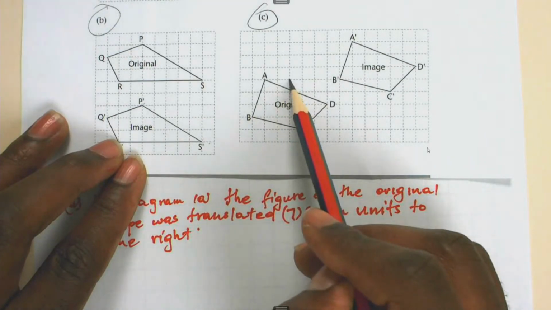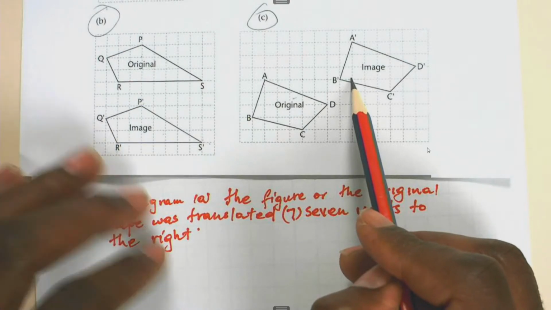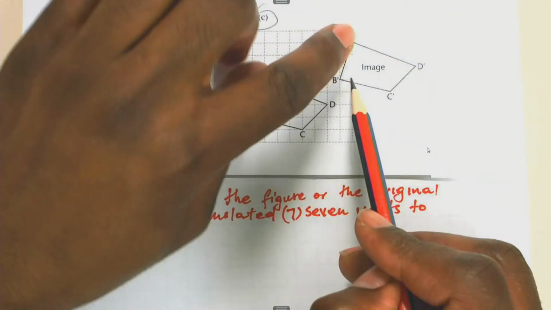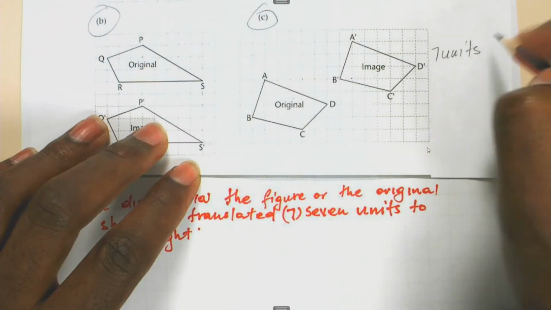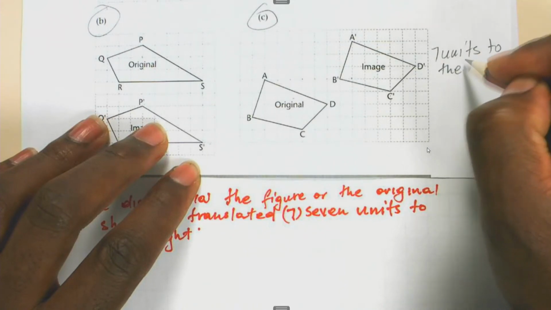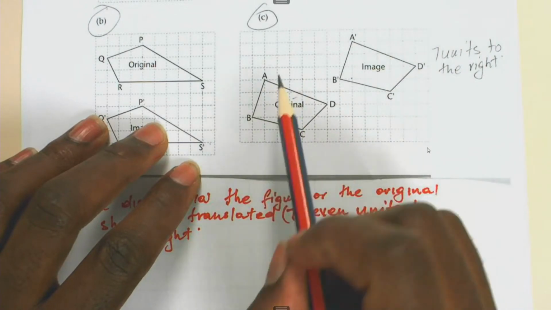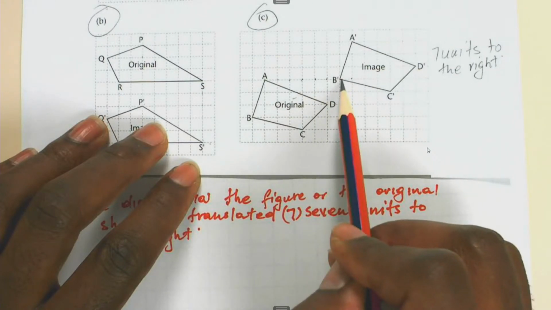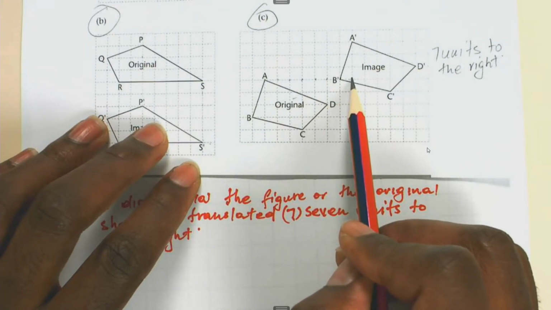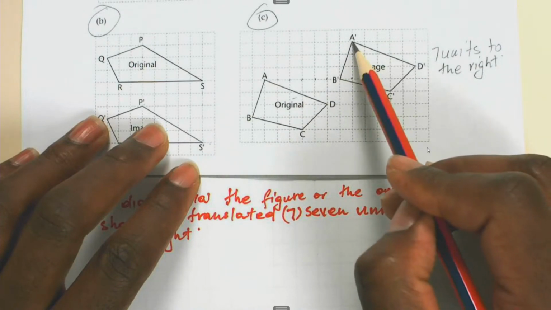It will be 1, 2, 3, 4, 5, 6, 7. We can see it was moved 7 units to the right. So let us verify it first again. 1, 2, 3, 4, 5, 6, 7 units to the right. Was that all? Unfortunately, no, guys, it was not all. It was also moved 1, 2, 3 units up.